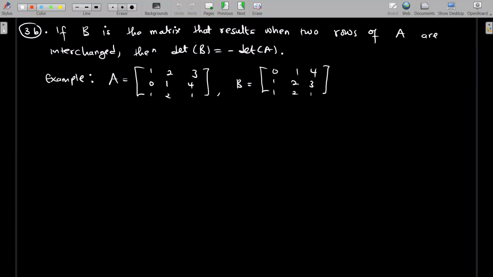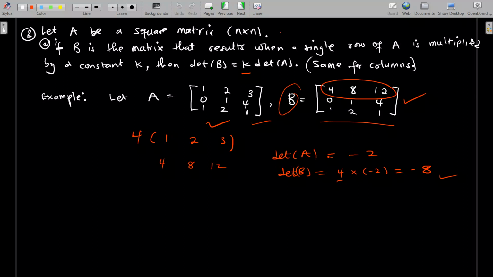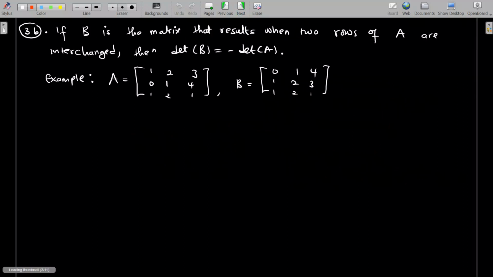Now 3b is that if B is a matrix that results, so we are still basing on this statement that A is a square matrix, and I'm forming a new matrix B from A, with the result when two rows of A are interchanged. The same thing applies when you interchange two columns.